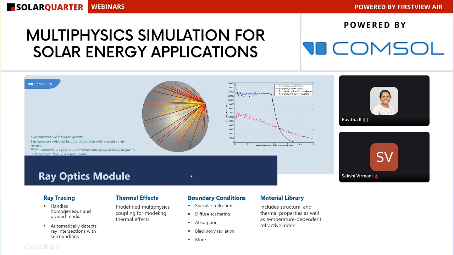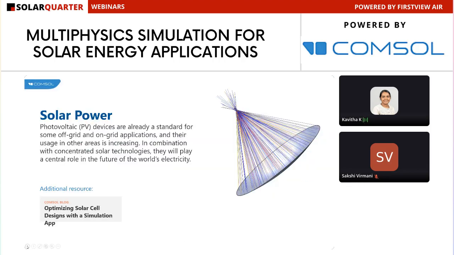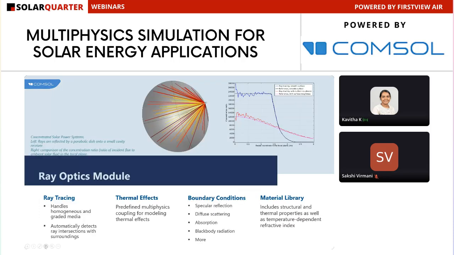So in the top right corner here, you can see that by considering the surface roughness on these parabolic surfaces, the concentration ratio is reduced drastically when compared to an ideal smooth reflector surface. So these kinds of simulations can be performed using the COMSOL tool.